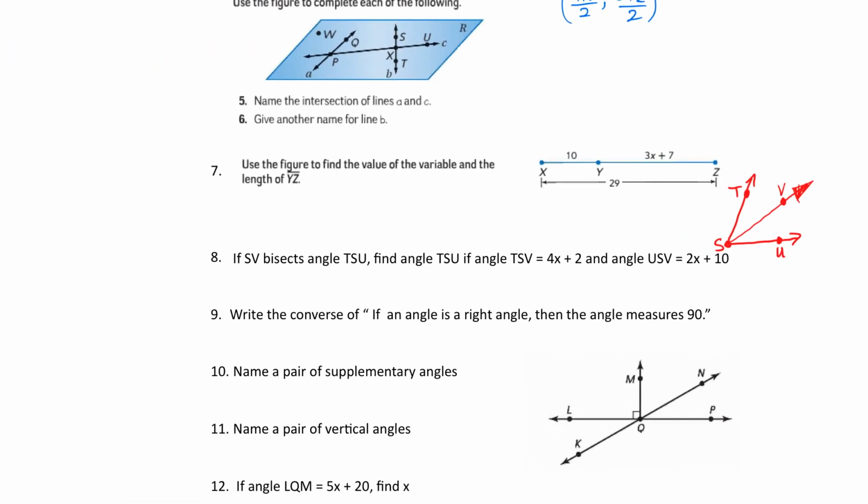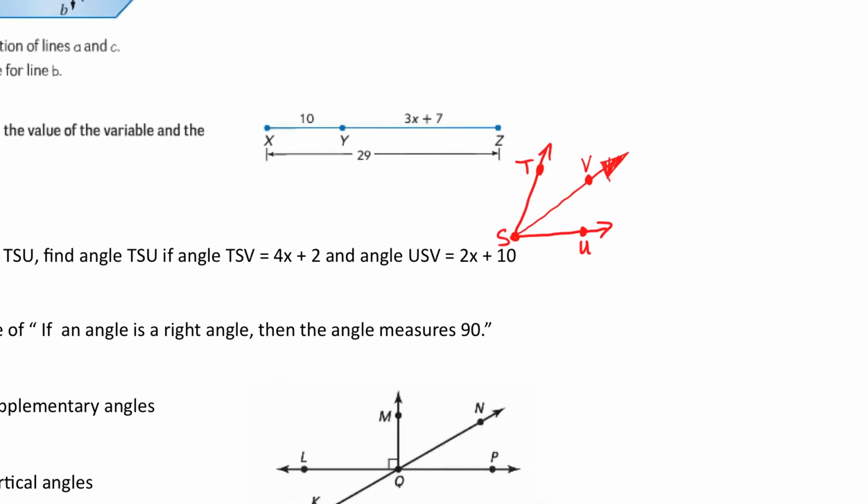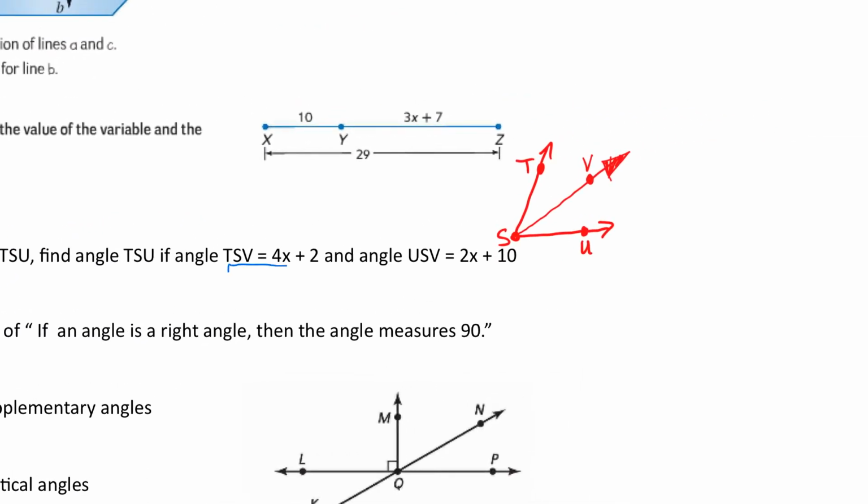Okay, what does bisect mean? It means to cut exactly in half. Okay, bisect means to cut it exactly in half. It makes 2 equal pieces. So back over here, it tells us right here that TSV is 4x plus 2, and that USV is 2x plus 10.